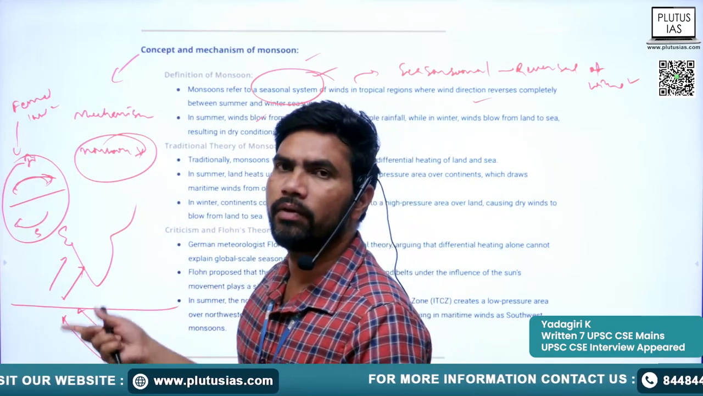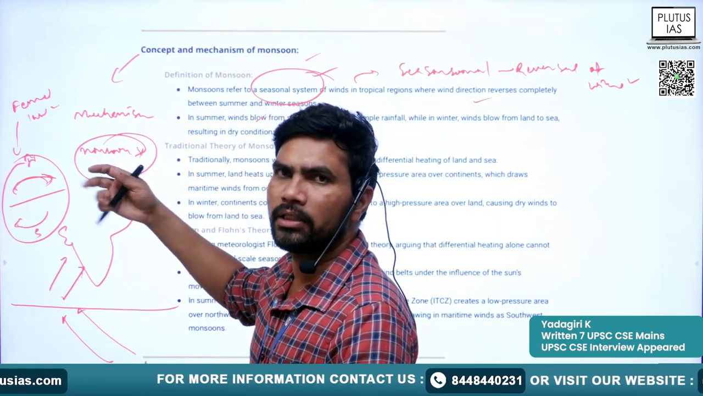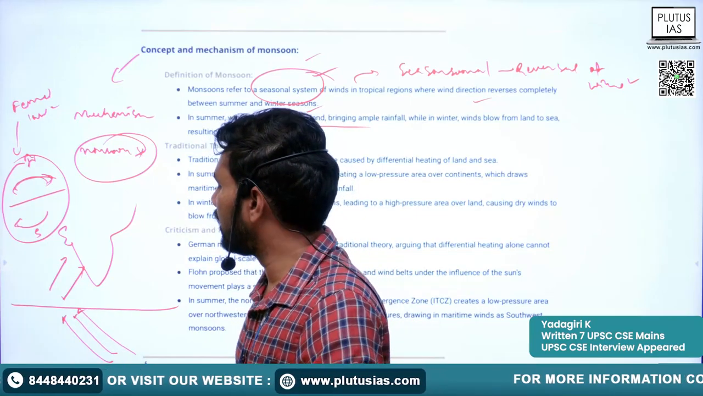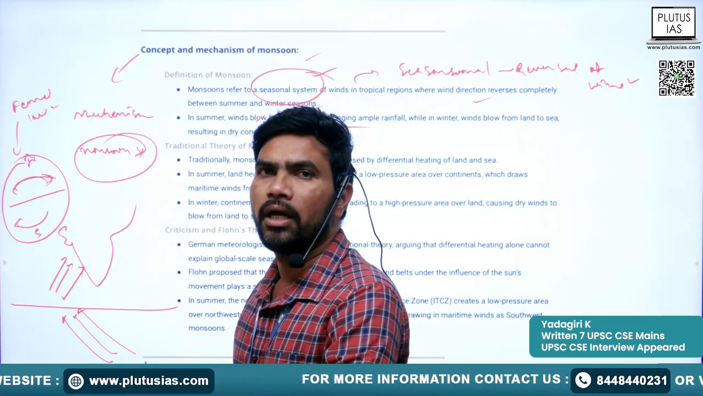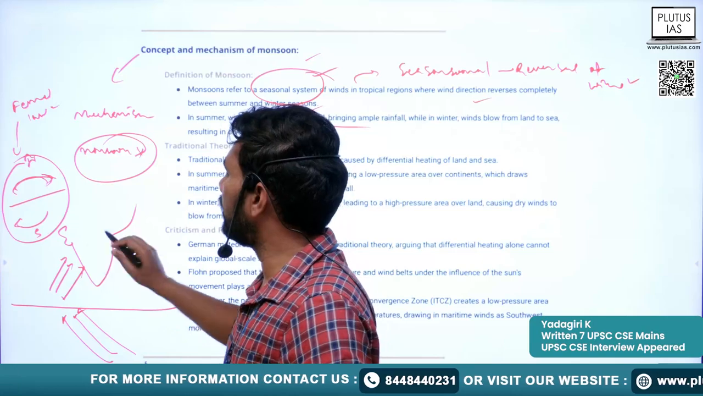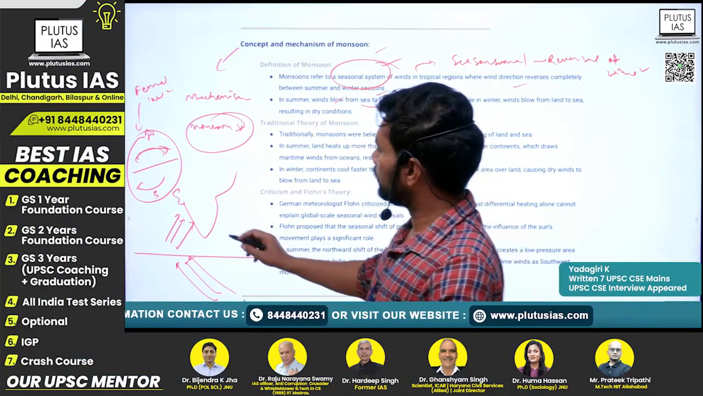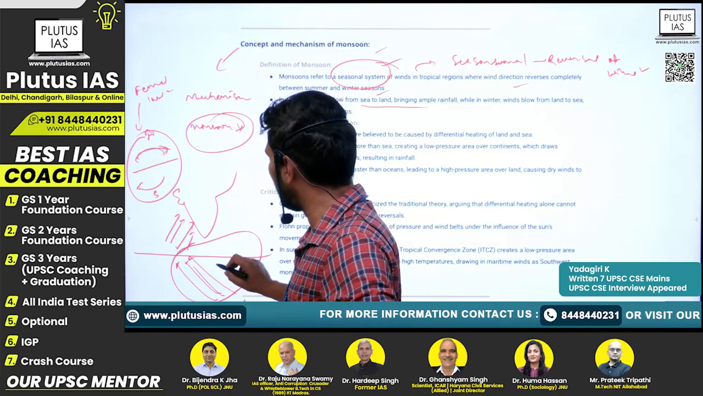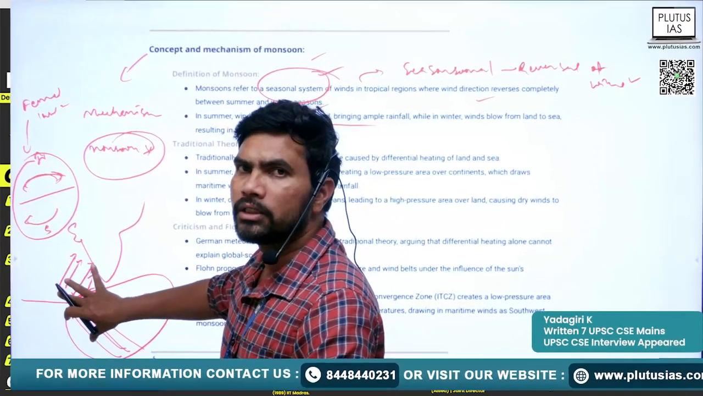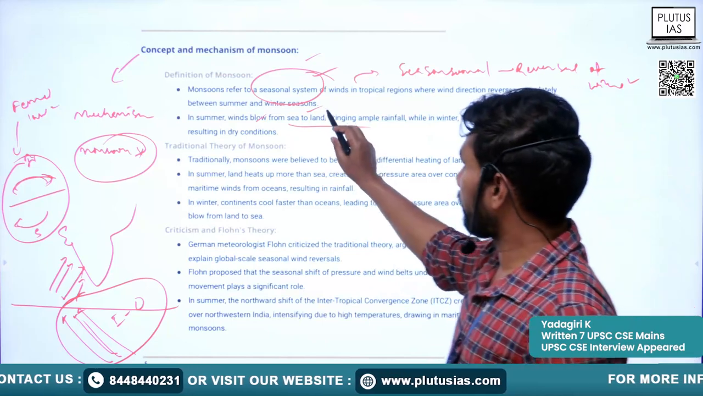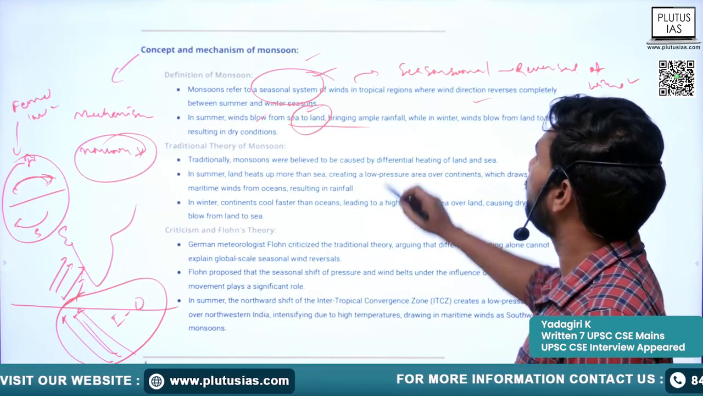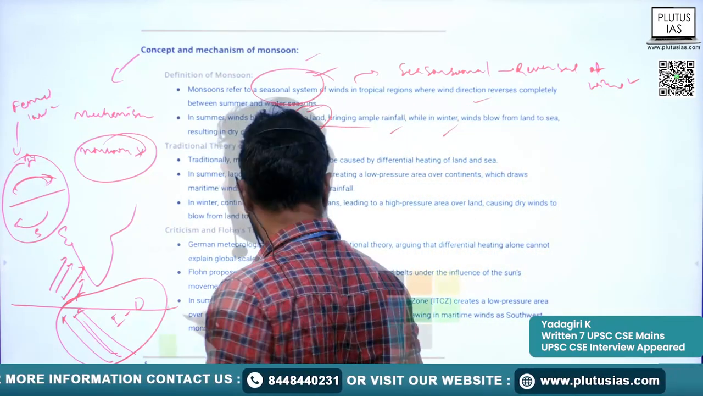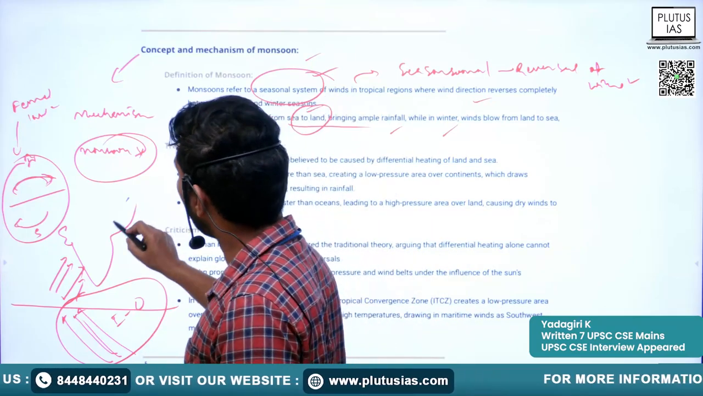You will know about this when you study more about the pressure belts and wind systems in world geography. Here, try to remember this one. When the trade winds cross the equator, they change their direction and blow in the southwest direction, right? So these are the monsoon winds. During the summer months, here you can see all this region is the Indian Ocean. The winds blow from the sea to the land area. So in the summer, the winds blow from sea to land, bringing ample rainfall, while in winter, winds blow from the land to sea. When the winter months come, we can see the reversal, the winds start blowing from the land area.